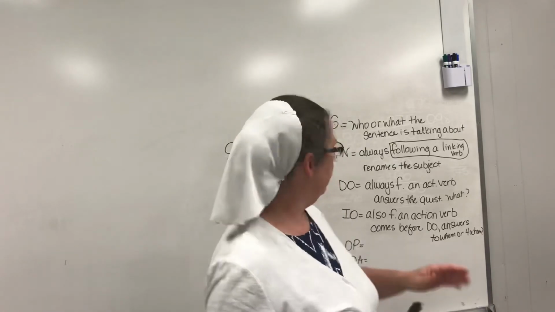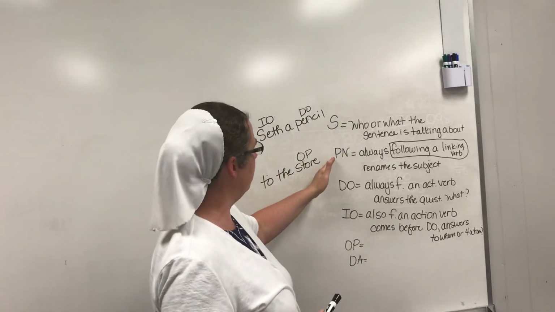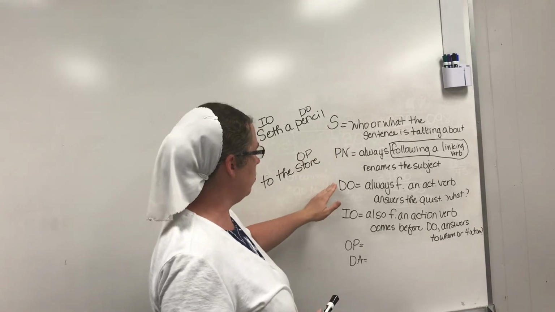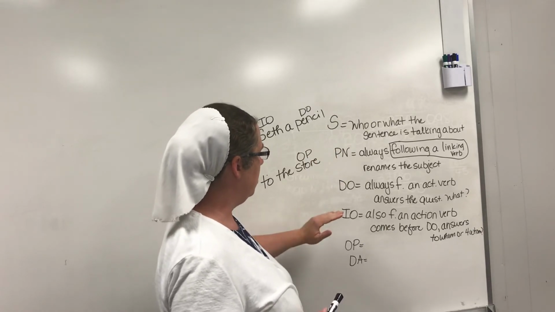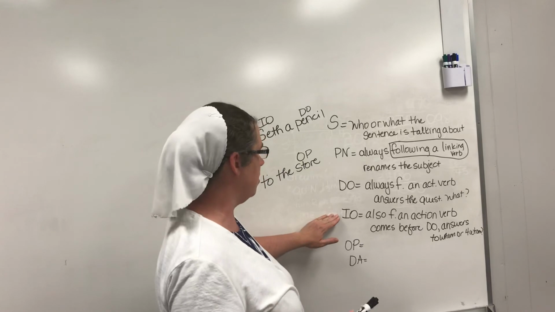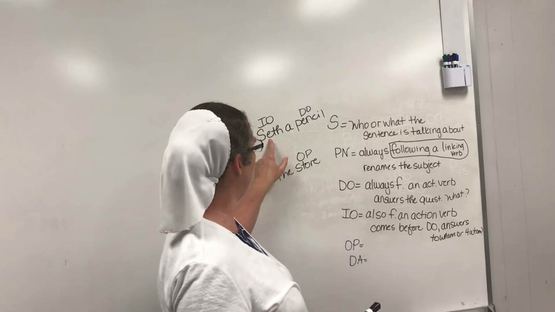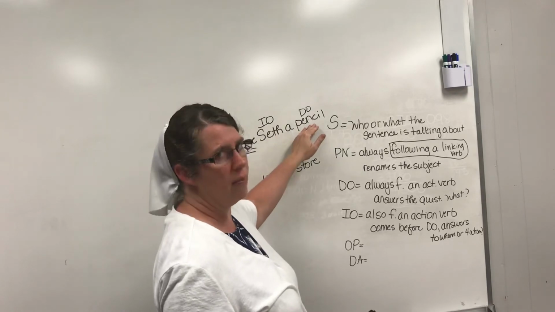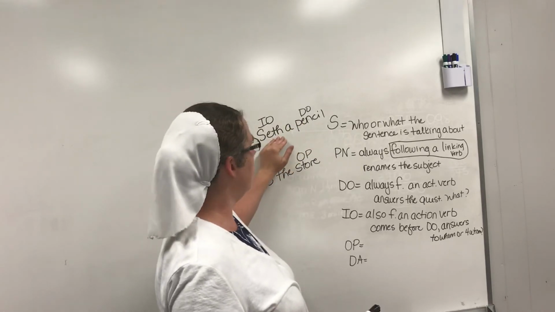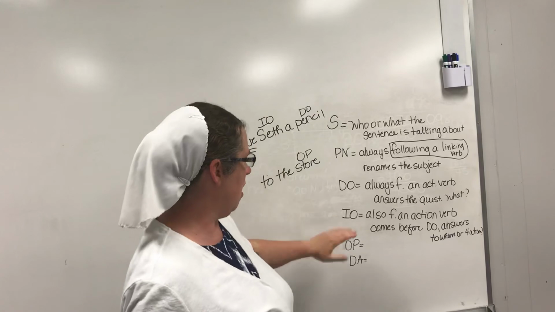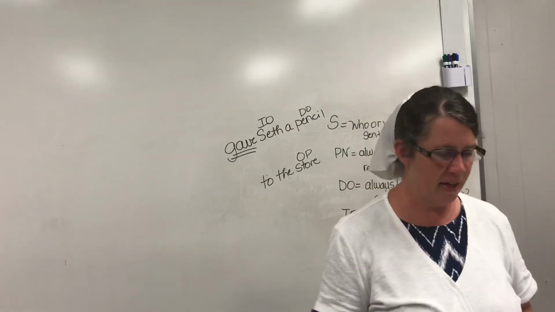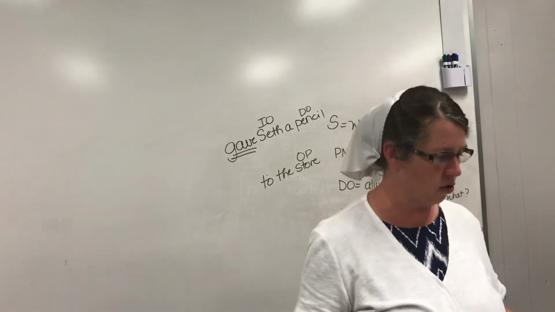So you're going to have subject, predicate nominative, which always follows a linking verb. Direct object always follows an action verb. Indirect object also follows an action verb but must come before a direct object. You will never have a direct object and indirect object without the indirect object coming first. Then you're going to have object of preposition and direct address. That is the other part of your test that you're going to have.